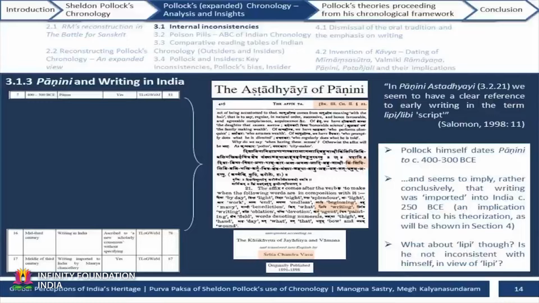Now, B.B. Lal's Brahmi pottery evidence that he dates back to 800 to 900 BCE at least only further compounds the dubiousness of Pollock's rather very firm assertion for this epoch for writing in India, some implications of which will be covered by Manogna in her subsequent section on his theories proceeding from such chronological data.